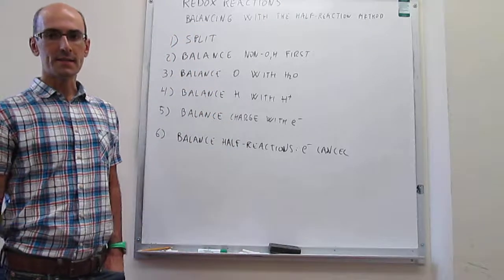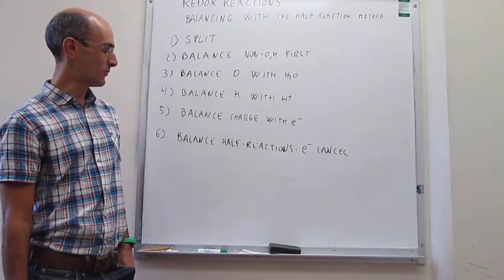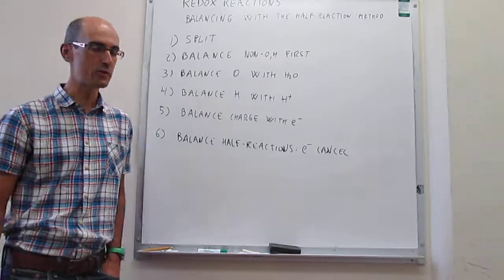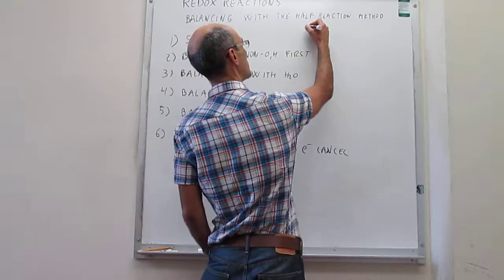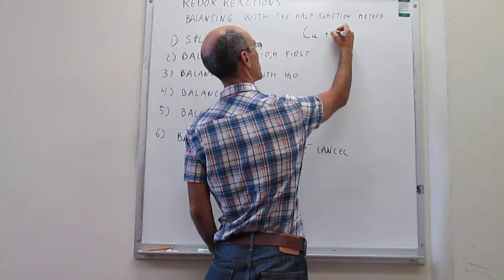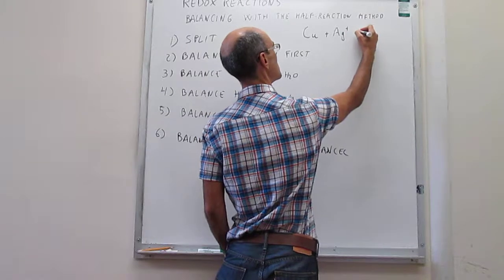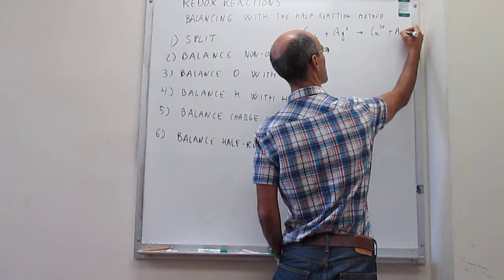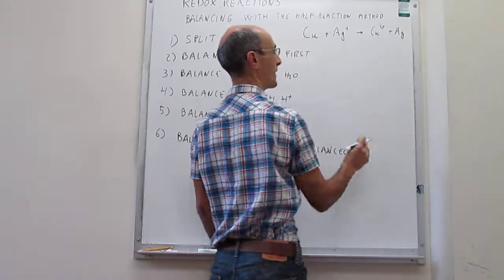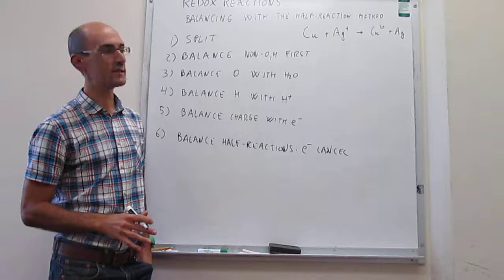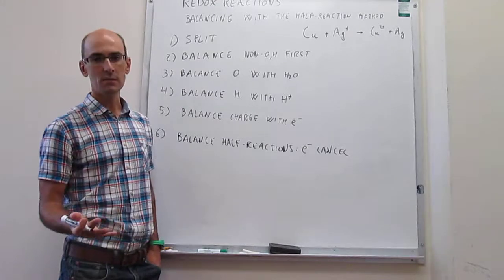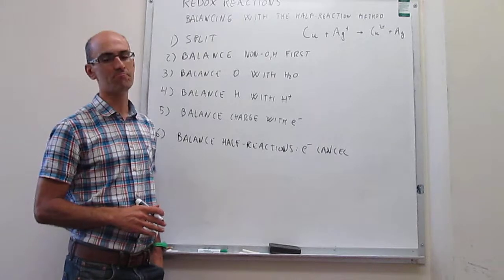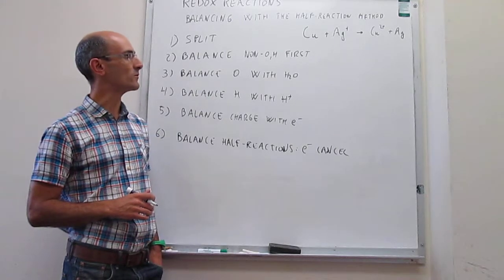Alright, so let's see how we actually apply these rules to a fairly simple reaction to start with. The reaction that we're going to work with is copper with silver plus to generate copper 2 plus and silver. I'm not writing here the physical states of those species because we're not interested in that. We're just interested in using this reaction as a way to start balancing redox reactions.